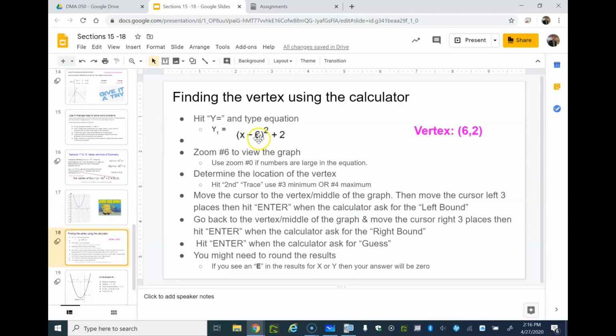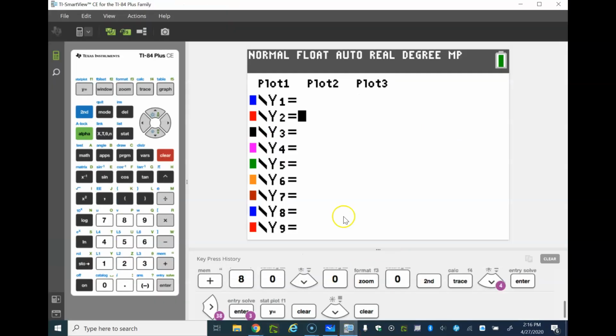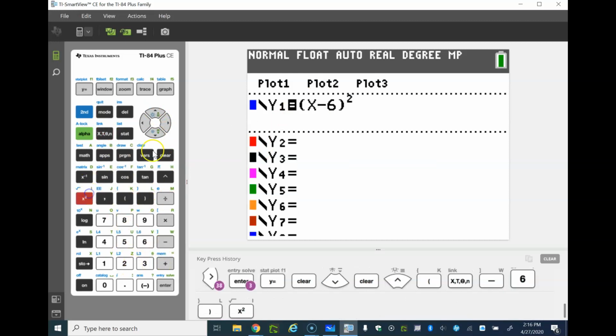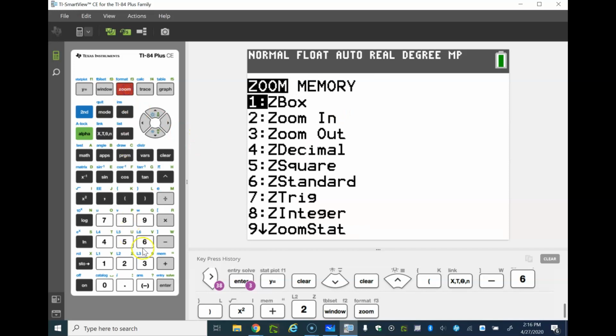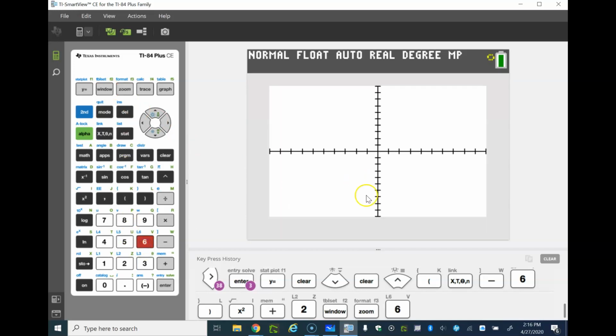X minus 6 raised to 2 plus 2. So let's move up here. X minus 6 raised to 2 plus 2. So we put it into here for y equals. We're going to hit zoom 6. And this is what it looks like here.